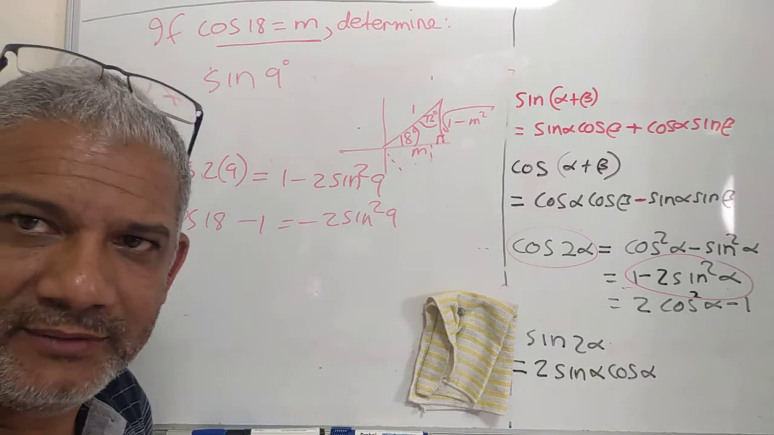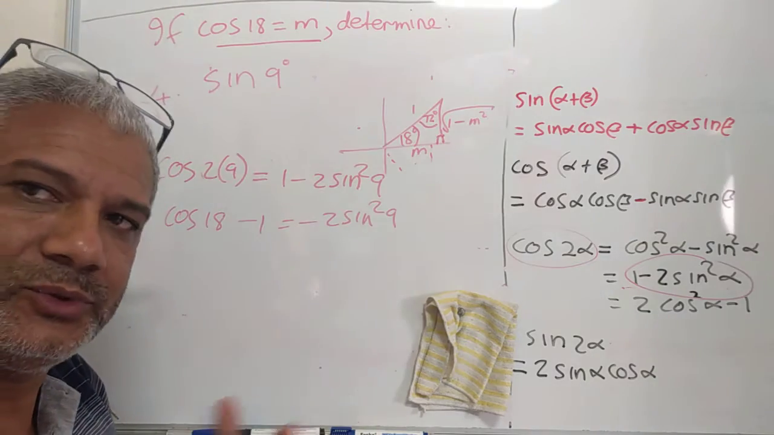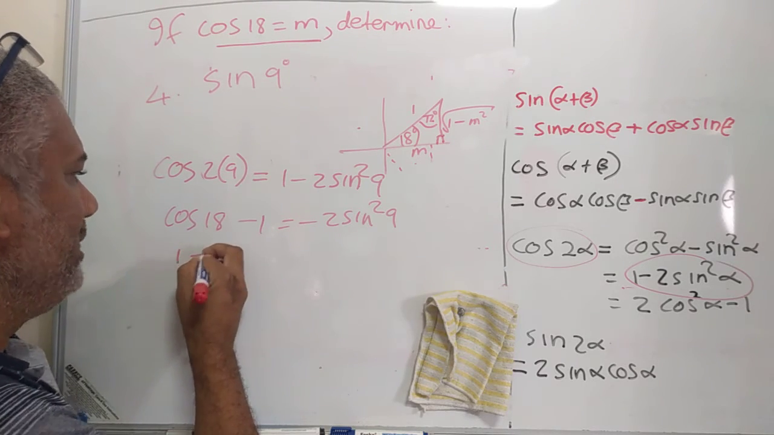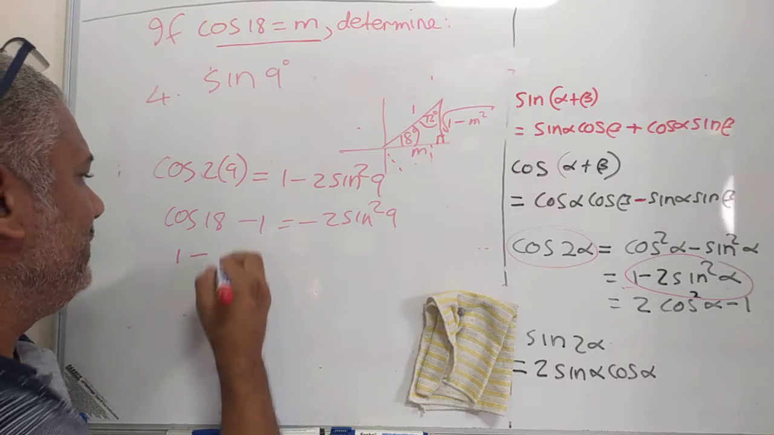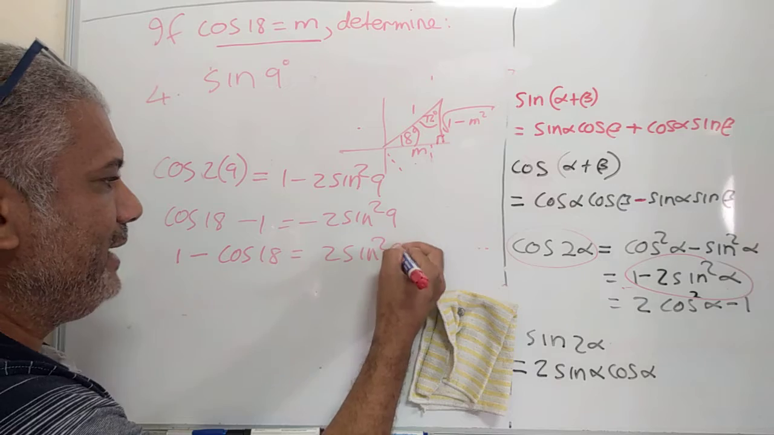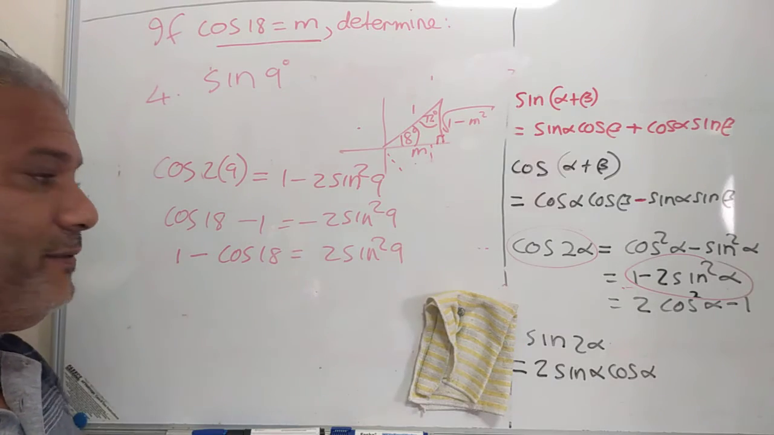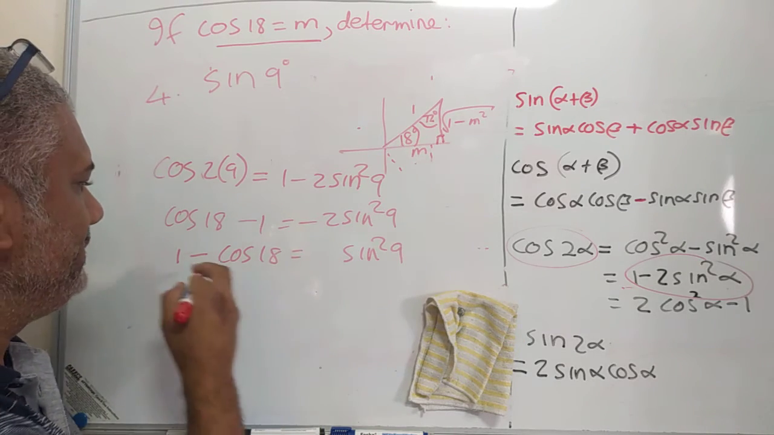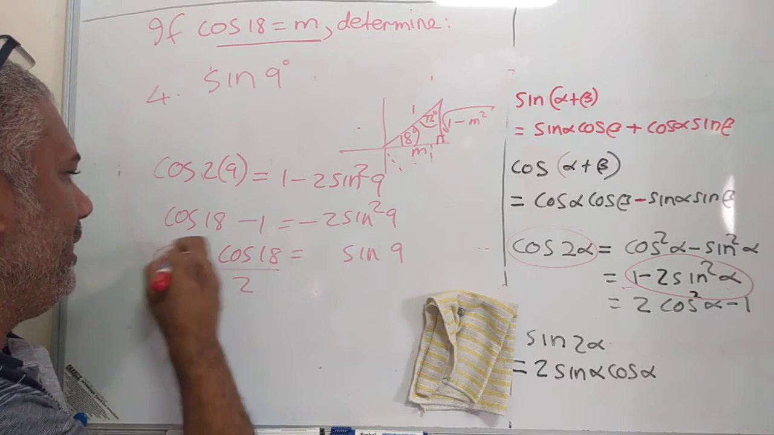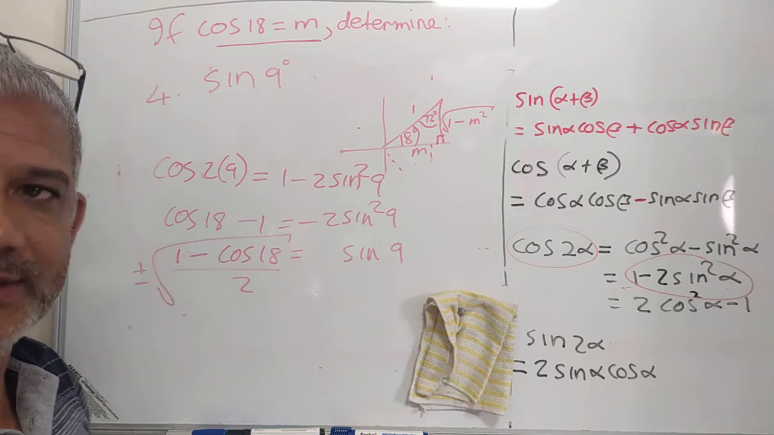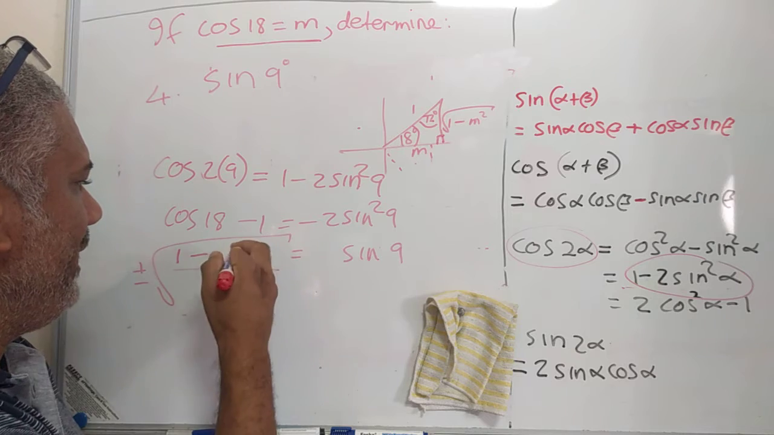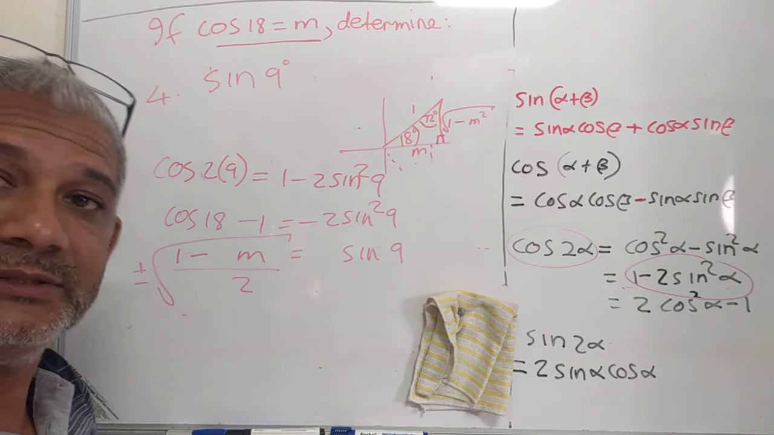You can do it all in one if you can see it, but if you can't, do it one step at a time. So we get rid of the negative, which means the negative 1 becomes positive 1, and of course that becomes negative over there, leaving us with that over there, right? So now we can get rid of the 2, which means the 2 basically goes over there, and we get rid of the square and it becomes square root plus minus. And of course we can now replace the cos 18 with m, and we have our answer for sine 9.